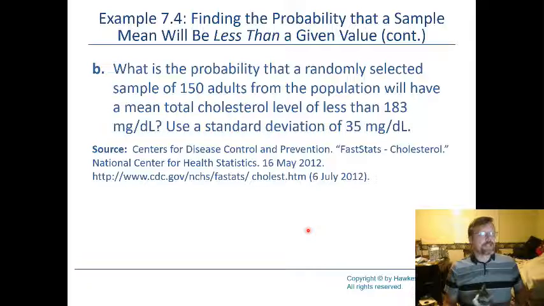Second question is, what is the probability that a randomly selected sample of 150 adults will have a mean total cholesterol level of less than 183 milligrams per deciliter? Again, standard deviation of 35. Okay, so part A, single person. Part B, sample of 150 people.